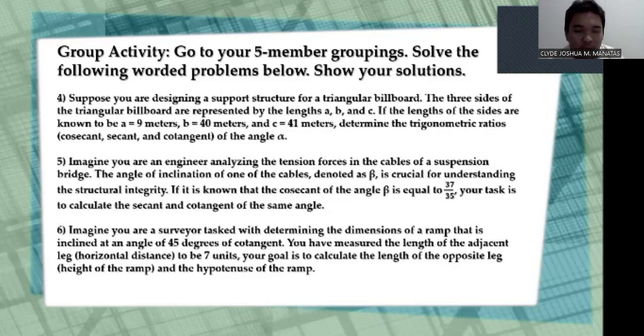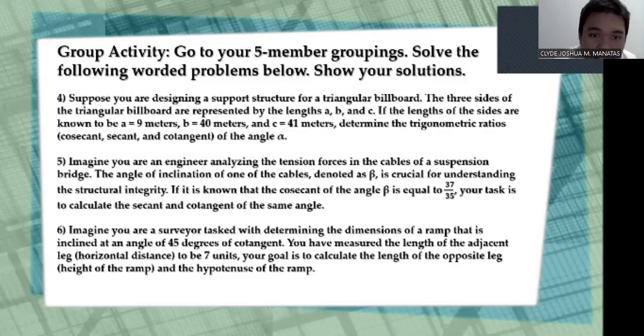So what's the answer? Very good. The cosecant alpha is equal to 41 over 9. Then the secant alpha is equal to 40 over 9. And lastly, no, 41, no, secant alpha is equal to 41 over 40. And lastly, cotangent alpha is equal to 40 over 9. Okay? Now next up, number 5.